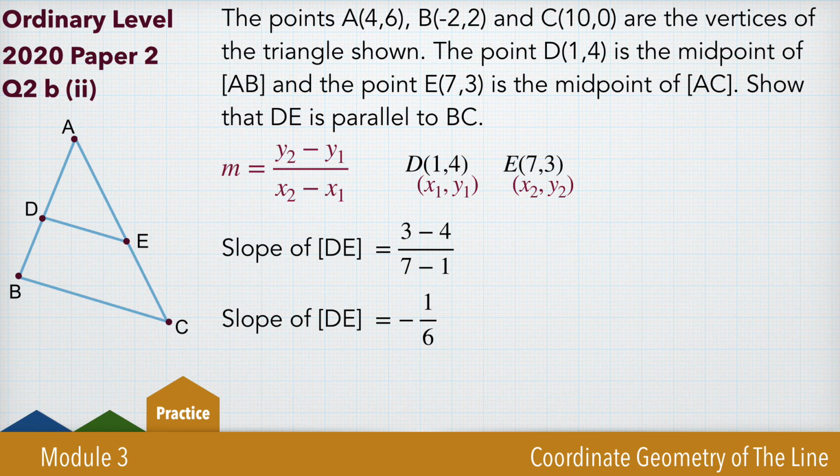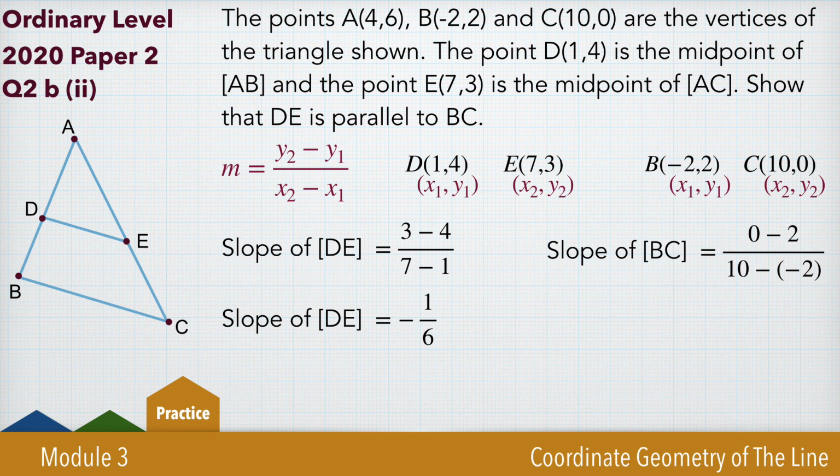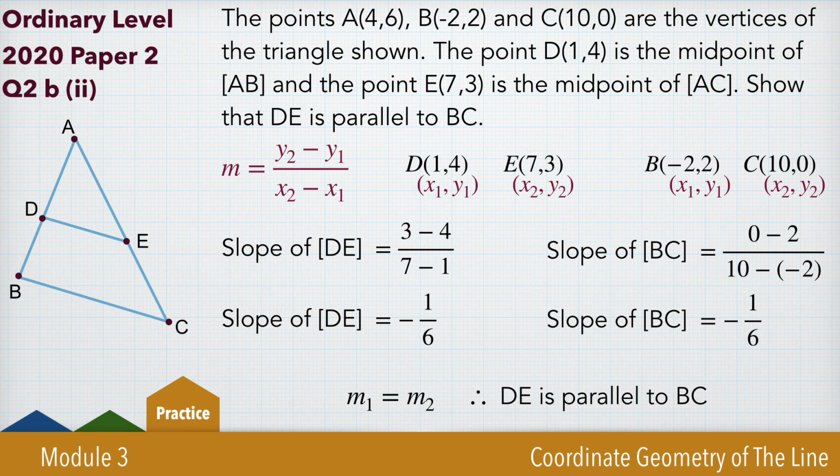We now must find the slope of BC. We again label the coordinates as x1, y1 and x2, y2. We substitute into the formula as labelled. Again simplifying gives us a slope of -1/6. We know that parallel lines have equal slopes. Therefore, DE is parallel to BC.